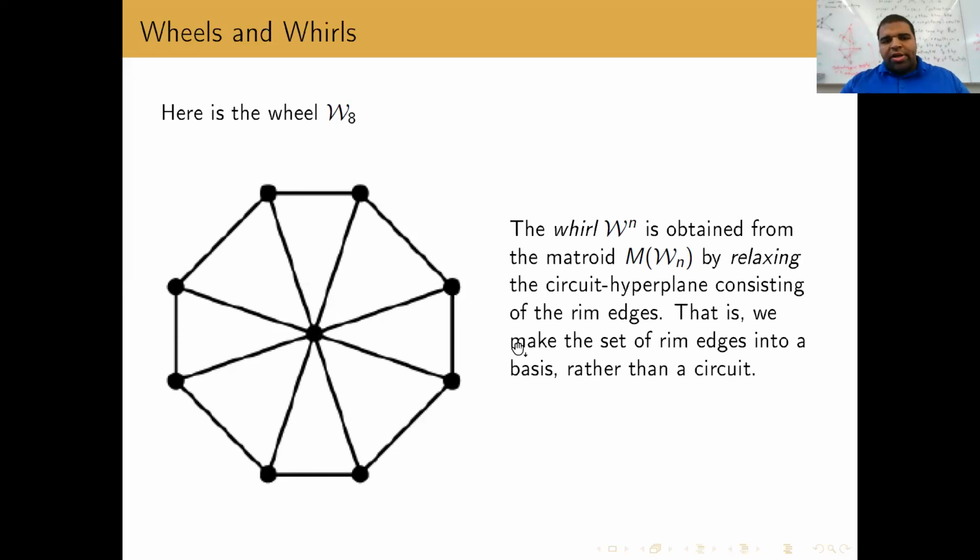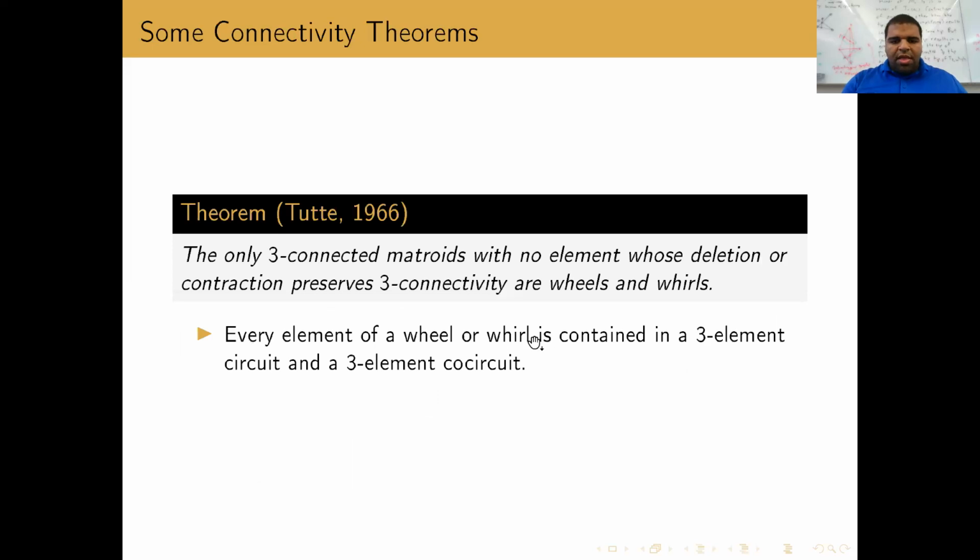So what we do is we construct a different matroid that is no longer graphic, but the set of rim edges is going to become a basis rather than a circuit of the matroid, because the number of edges here is going to be the rank, and so we're able to do that. And all the other smaller circuits and co-circuits are still there, so we still have every element is in a 3-element circuit, a 3-element co-circuit. So that's what we have here.